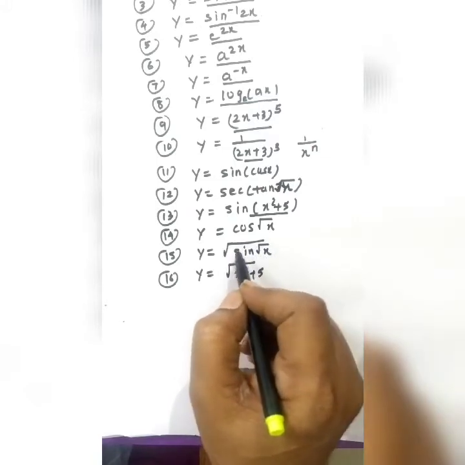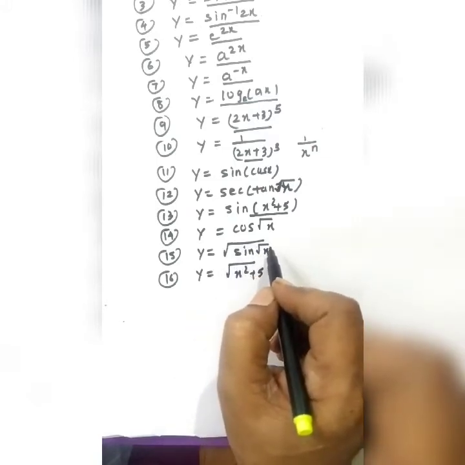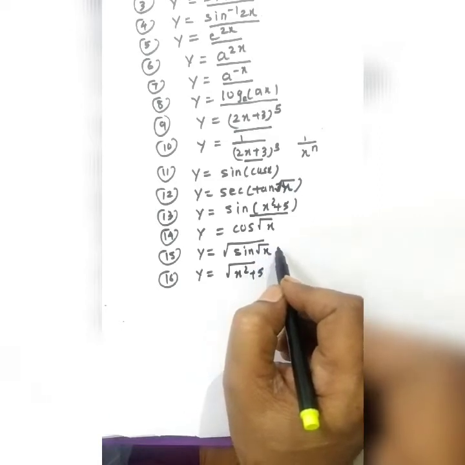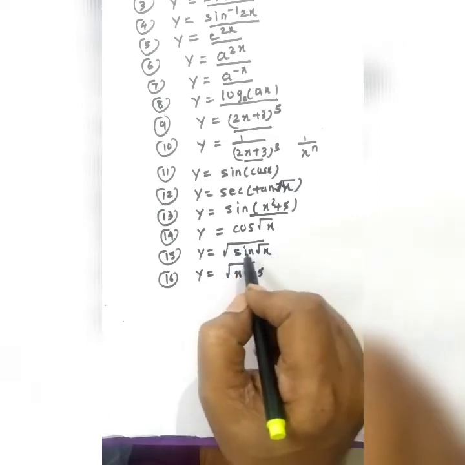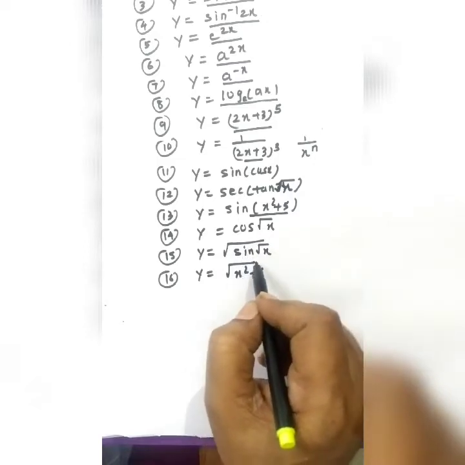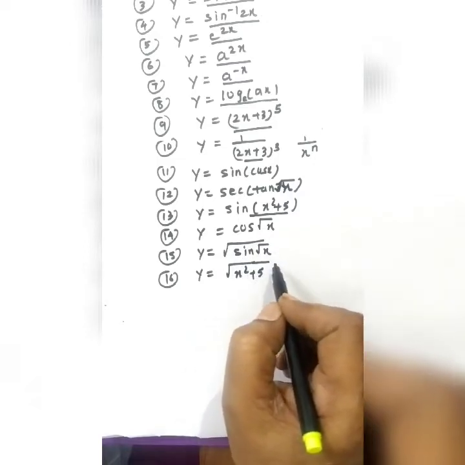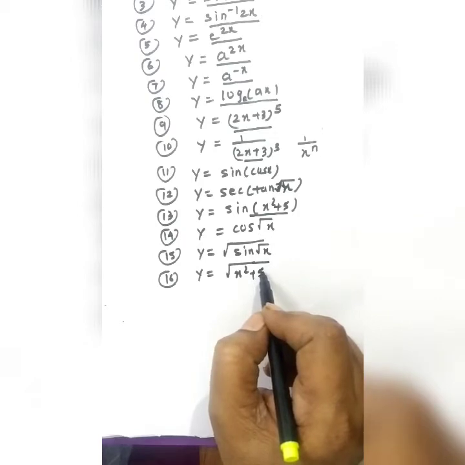Root of sine of root x. If it is only root of one function like x, we can write as 1 upon 2 root x. But here it is root of sine of root x. We don't know, it is not in standard form. Root of x square plus 5. If it is only x square plus 5, we can write the derivative.